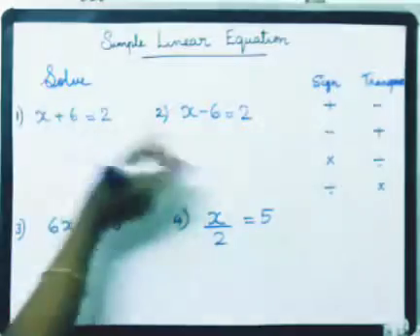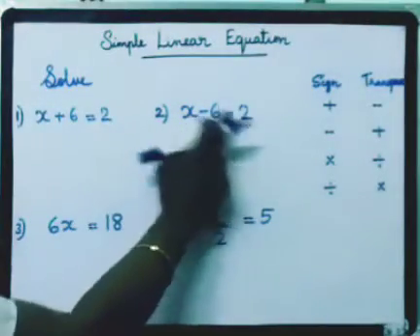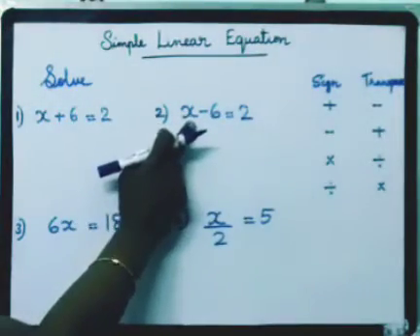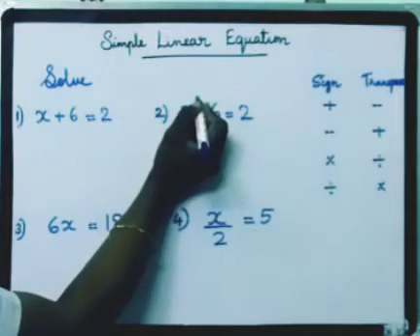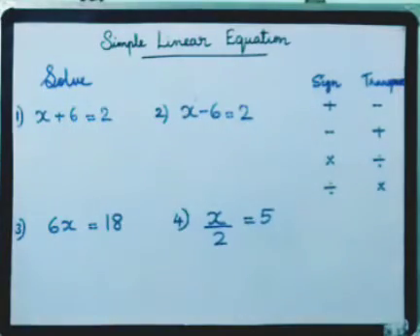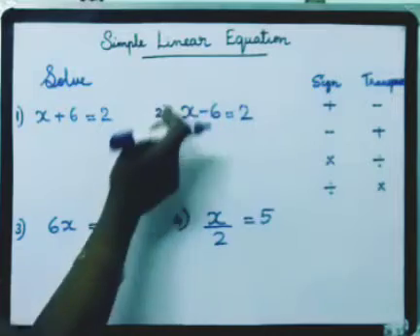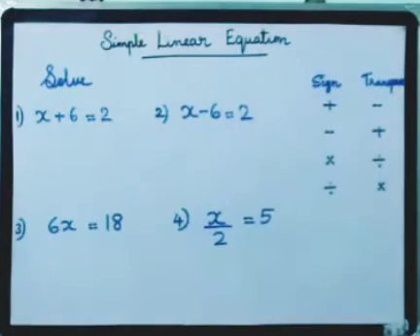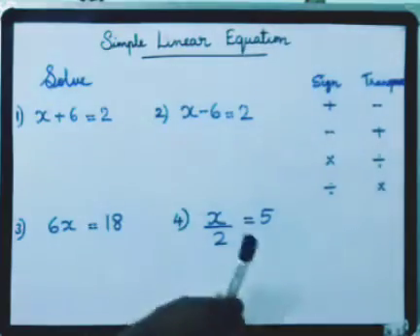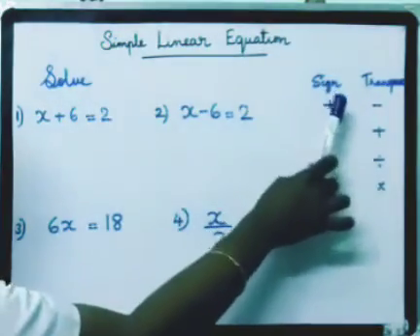Same way, look at the next question. Here x - 6 = 2. Here it contains only one variable and the highest power of that variable is 1. So now you understand what is a linear equation. Now we can think how to solve this question. So before that you must know this one.